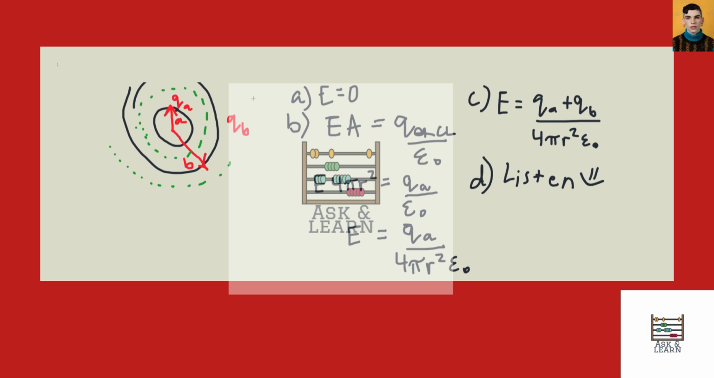And then you would just need to figure out what charge would go on the outer edge to make the total charge QB. For example, if QB was 0, then you would have positive QA on the outside to balance, such that the total charge would be 0.